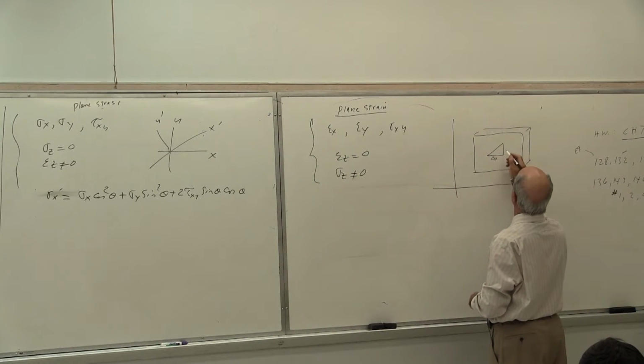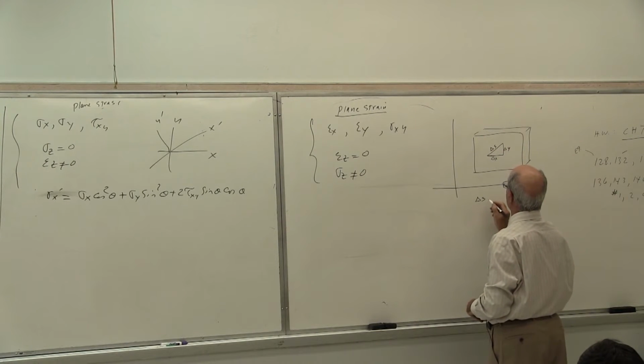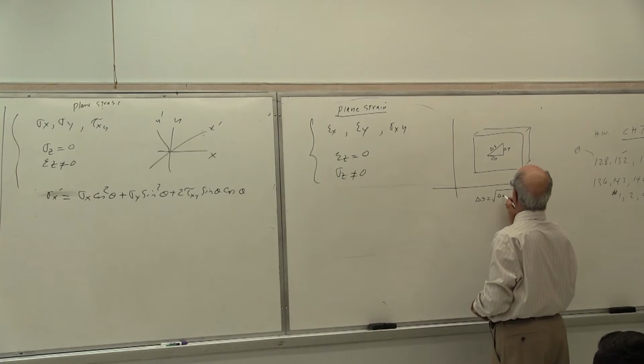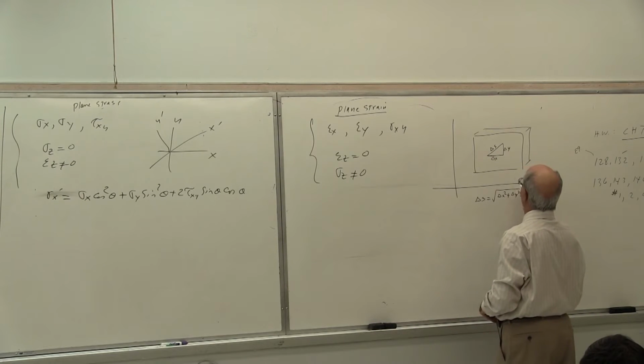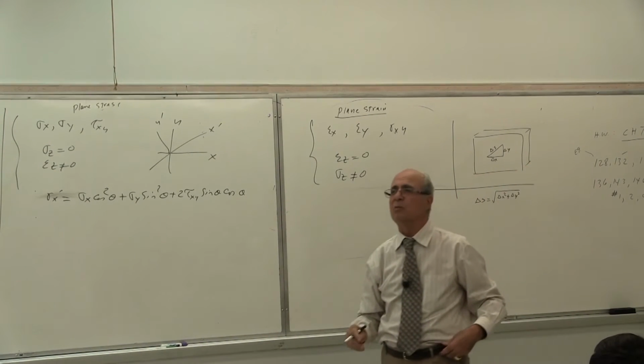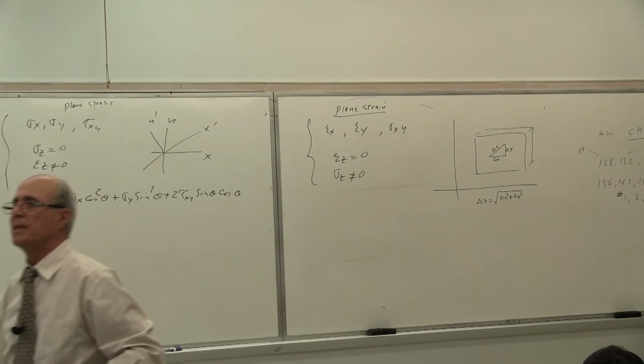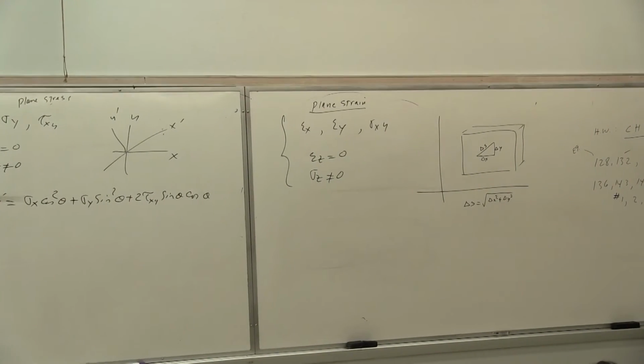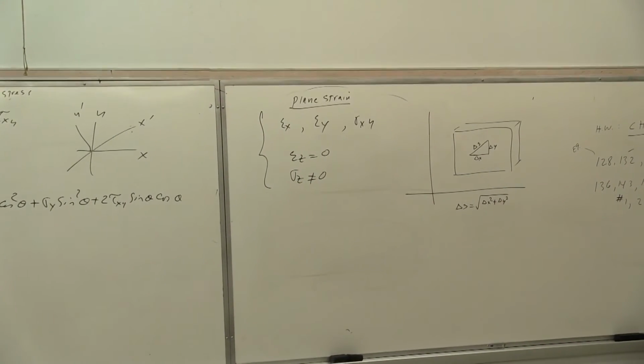I call this one delta x, and this one delta y, and this one delta s. And everybody see that delta s squared is equal to delta x squared plus delta y squared. It could be any size, doesn't matter, on top of that plate, which is not yet loaded. Yes or no? Yes? Then I put the loading on that in this format.